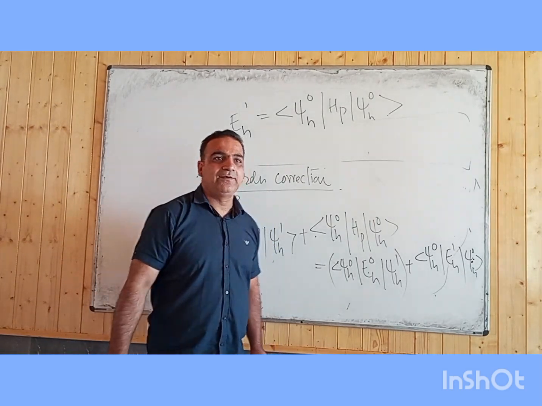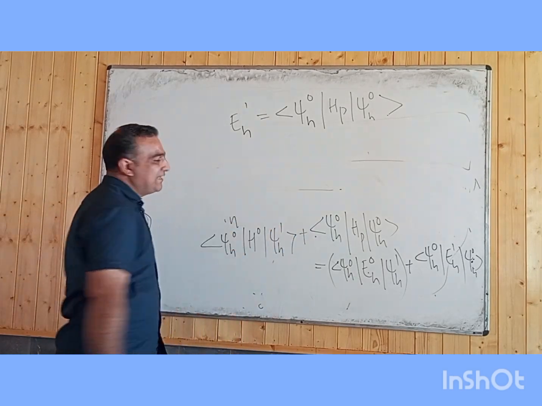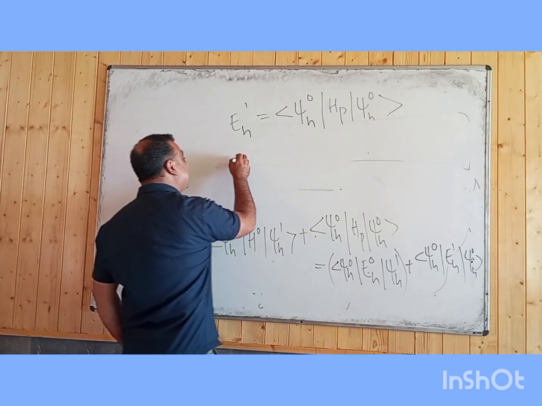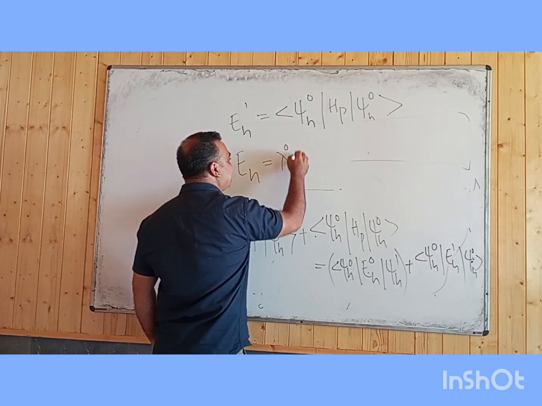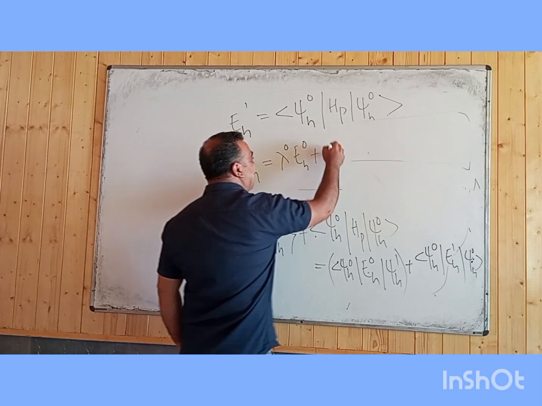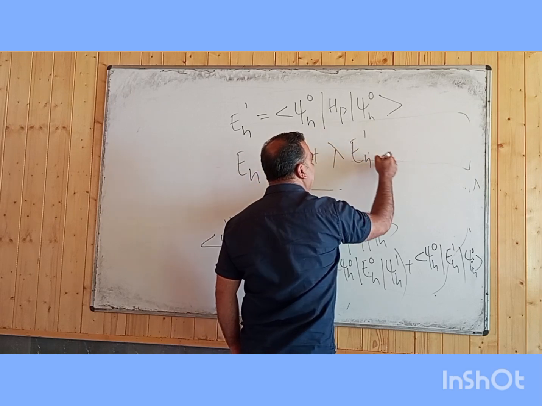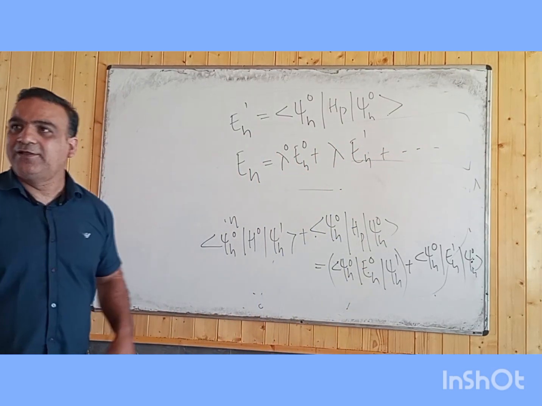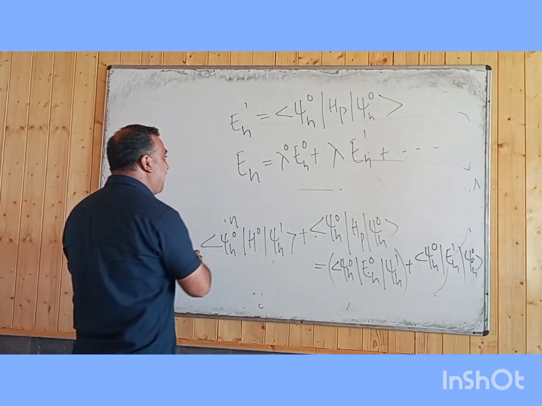Okay, so this is En dash. Now if I have to write En, what is En? En is lambda to the 0 times En0, plus lambda times En1, plus, I will not go to the other terms. I will go only to the first order correction to the energy. So what will I obtain from here?